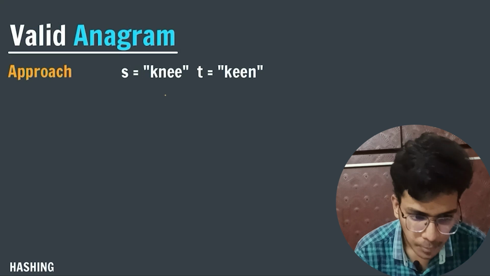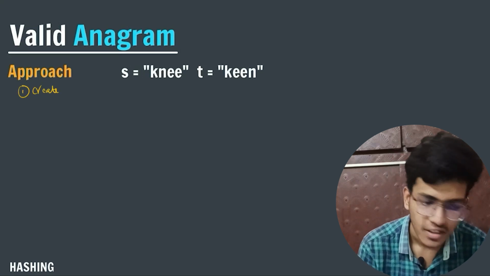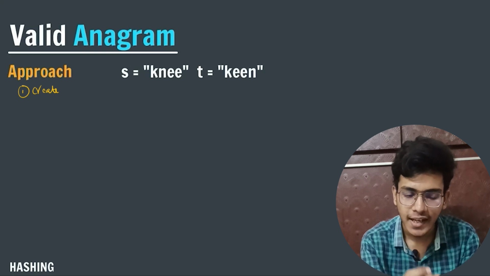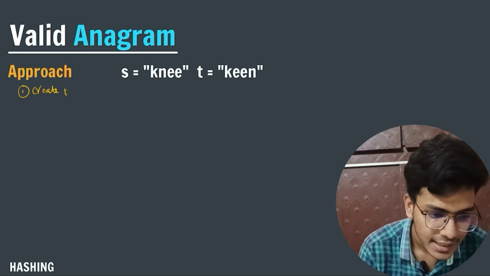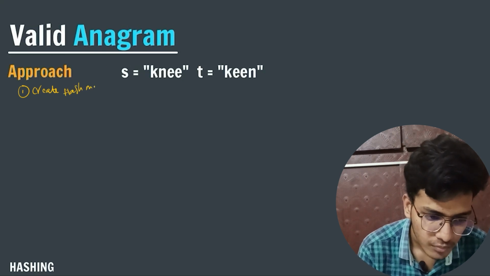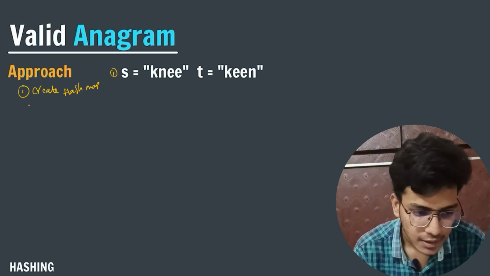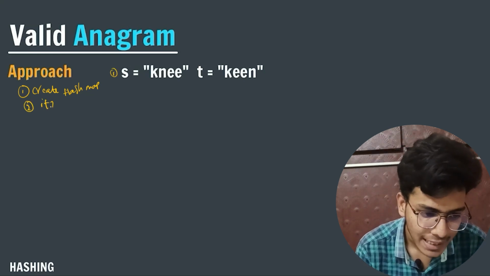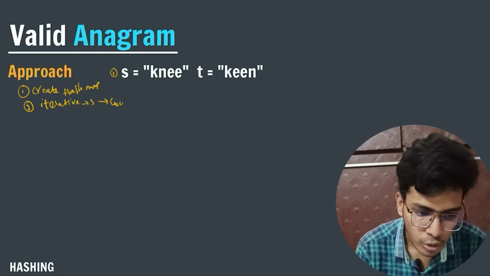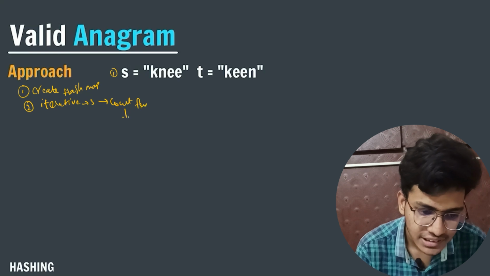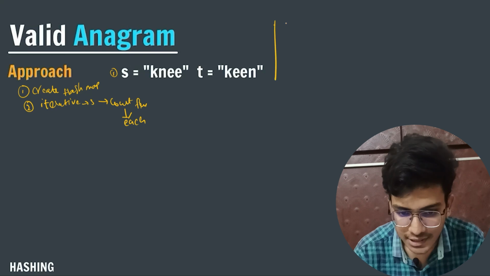So talking about the approach, first of all, I will create a hash map. Here we are making our code efficient and we are going to use the concept of a hash map. The second step will be that I will iterate through my s string and I will count the frequency of each character. So let's say this is my hash map.